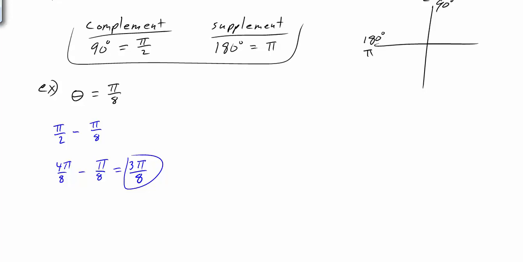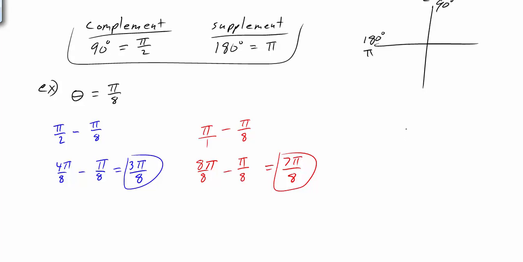Well, we could use pi and subtract pi over 8. So again, we need a common denominator of 8. Here we have pi over 1, so we multiply the denominator by 8 and the numerator by 8. So we would have 8 pi over 8, which simply means the 8's cancel, which is pi. So 8 pi over 8 minus 1 pi over 8, then we would have 7 pi over 8.